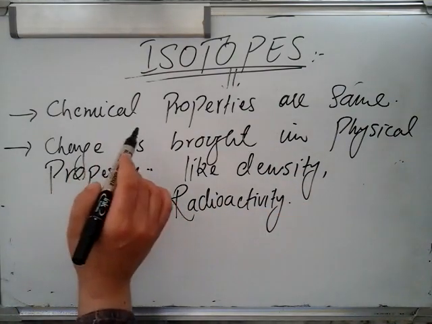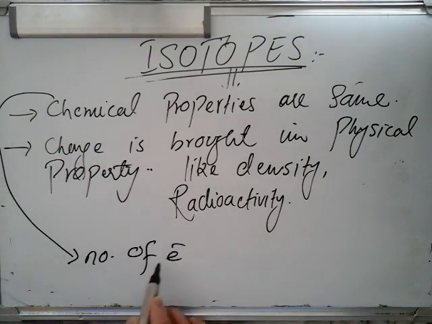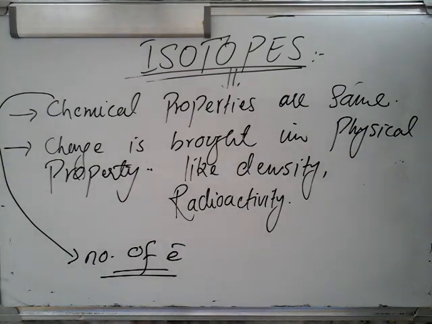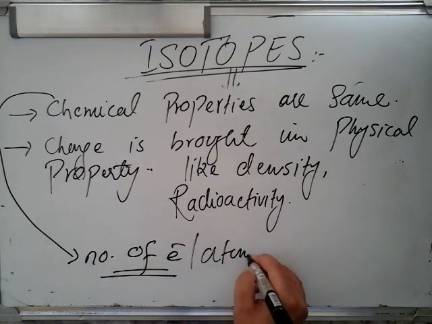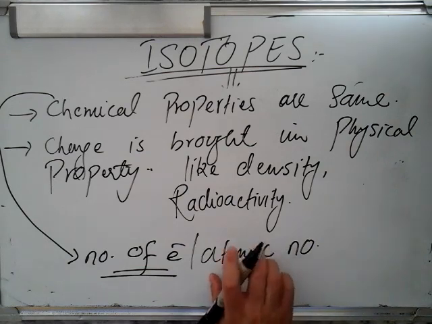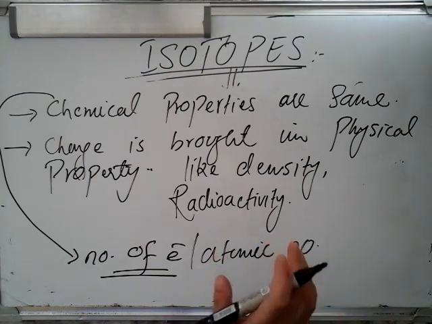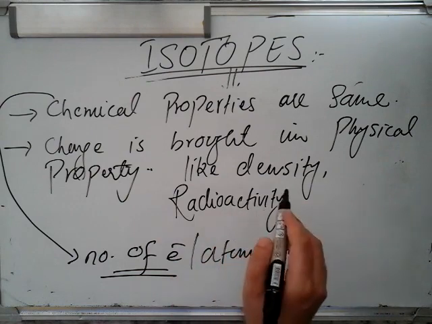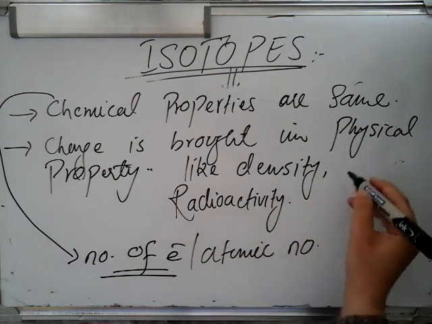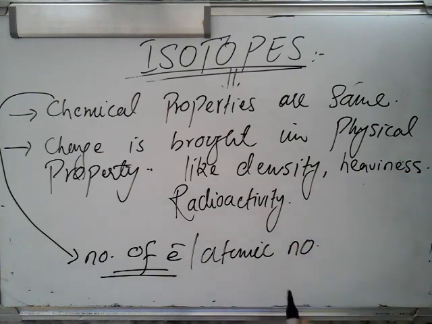Why are the chemical properties the same? Because the chemical properties depend upon the number of electrons. If the atomic number of the atoms, or the number of electrons, is the same within the atom, it will show the same chemical property, for all the isotopes of the element. But change is brought in physical properties like density, like radioactivity. Density means heaviness.